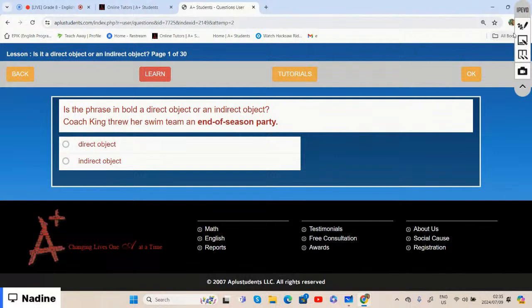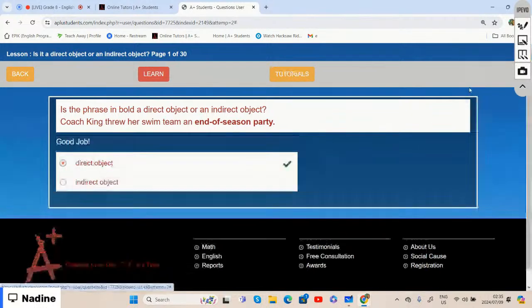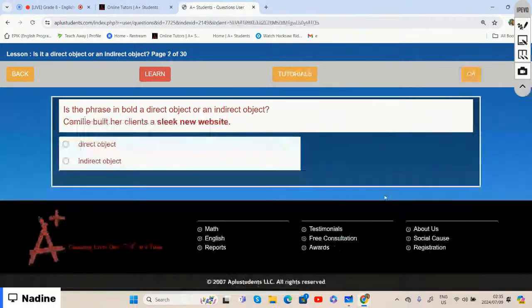And we will ask ourselves the question, what did Coach King throw her swim team? She threw her swim team an end season party, which means that it's a direct object. So direct object is correct.